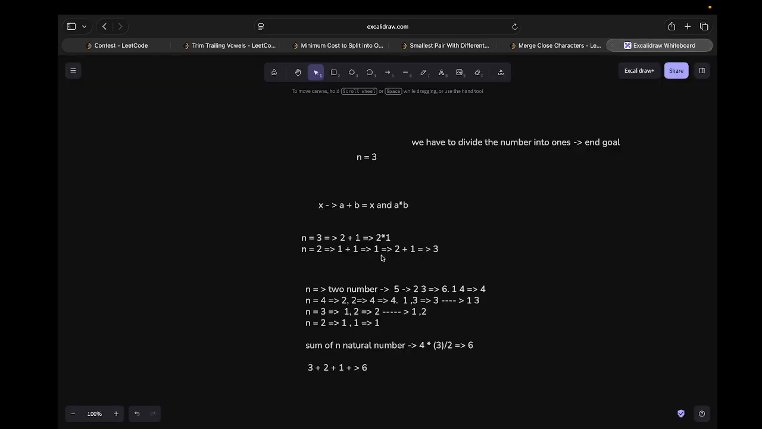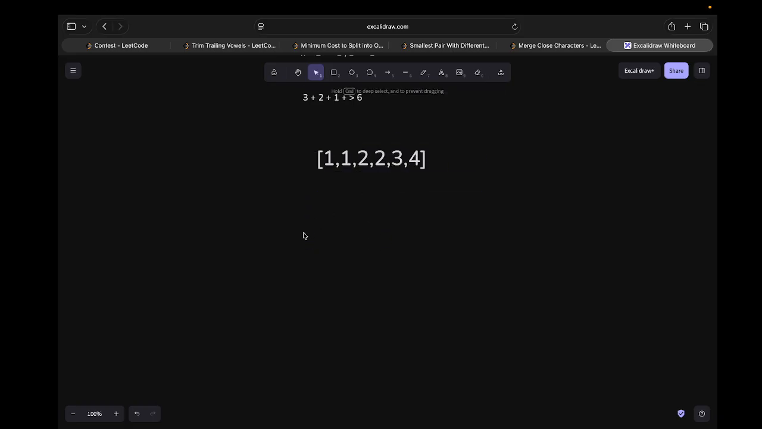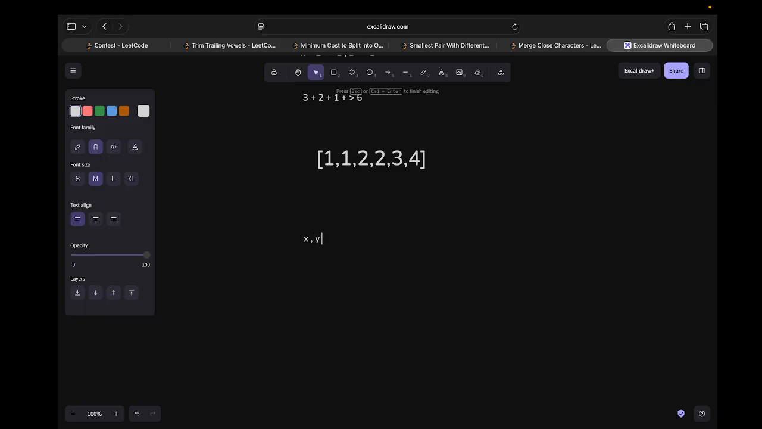If I just write it over here. Let's say this is our array, and we have to find the pair x and y such that x should be less than y and their frequencies should also be different. So this is the main thing which we have to do. The problem statement is quite clear, and you know how to actually come up with the solution. So what we can do?